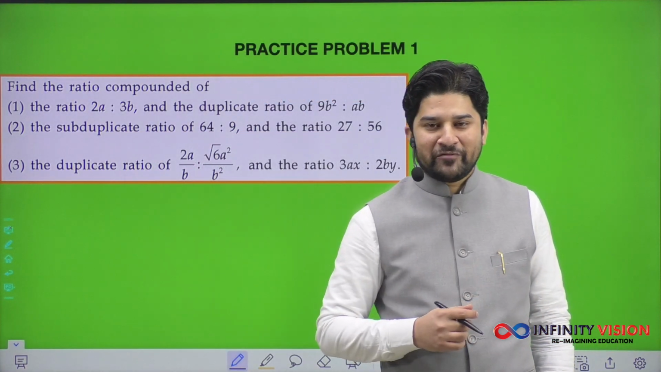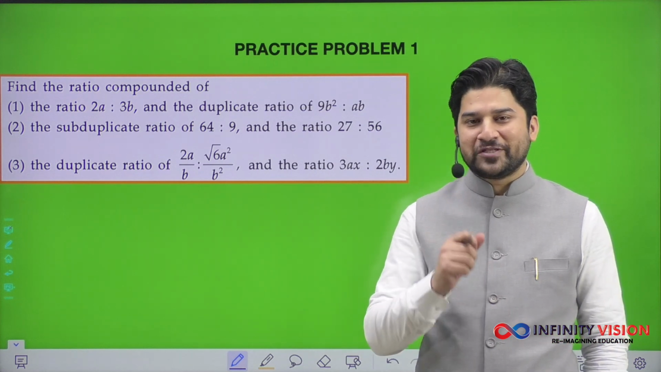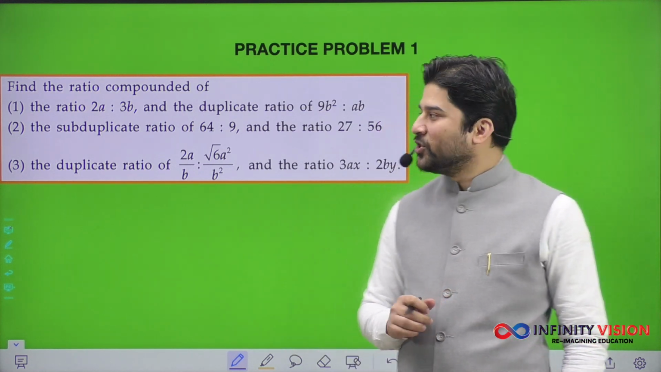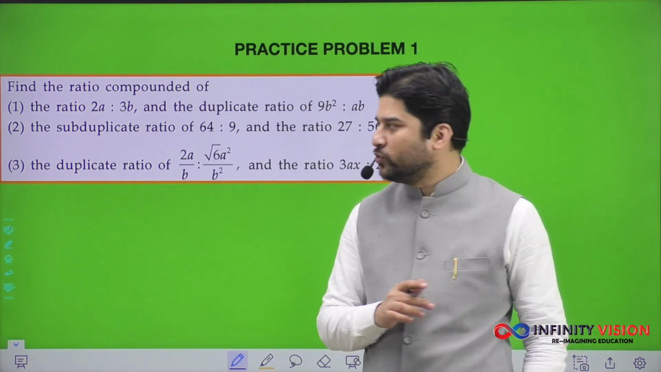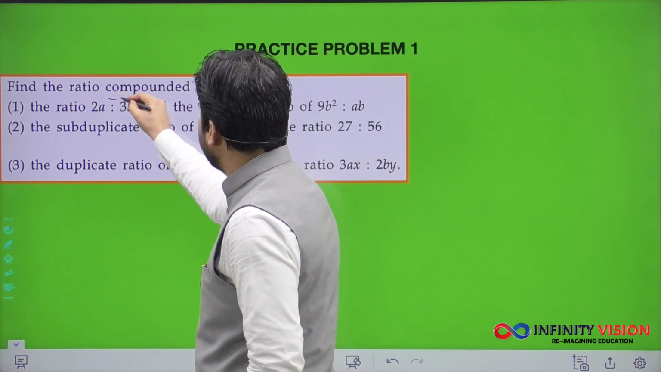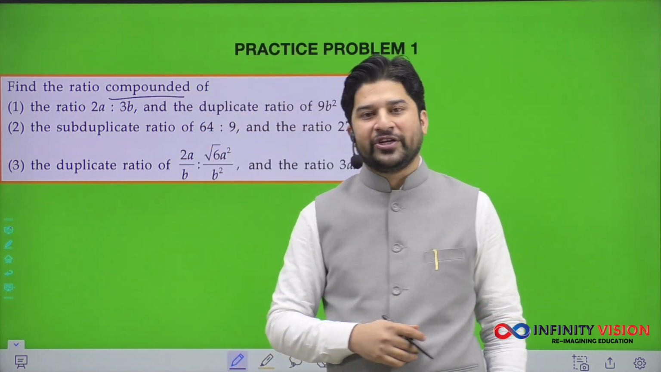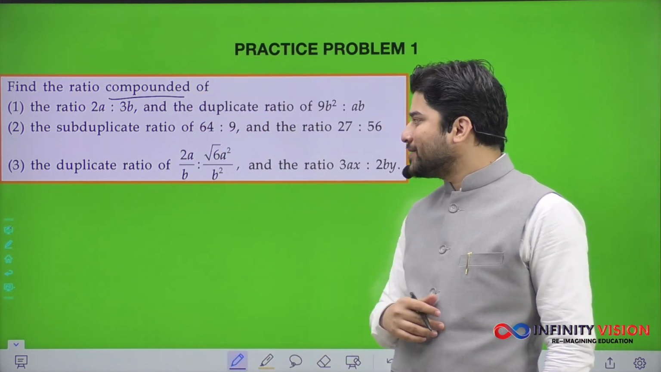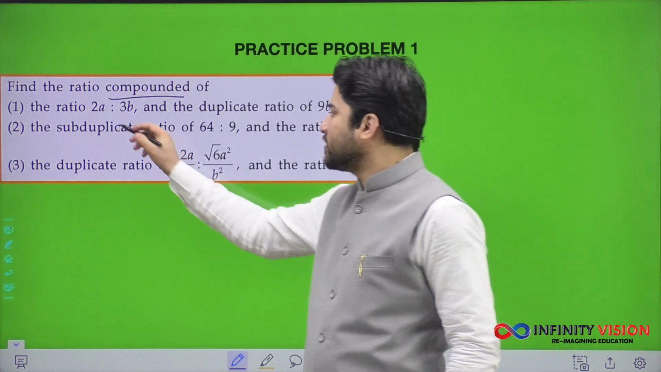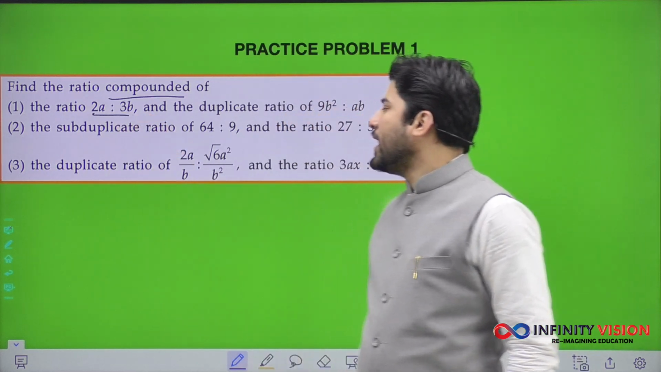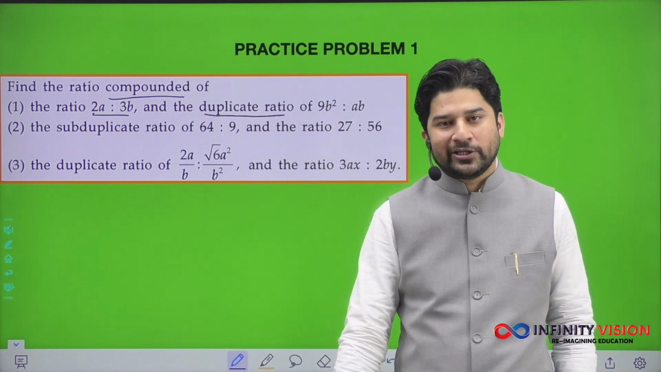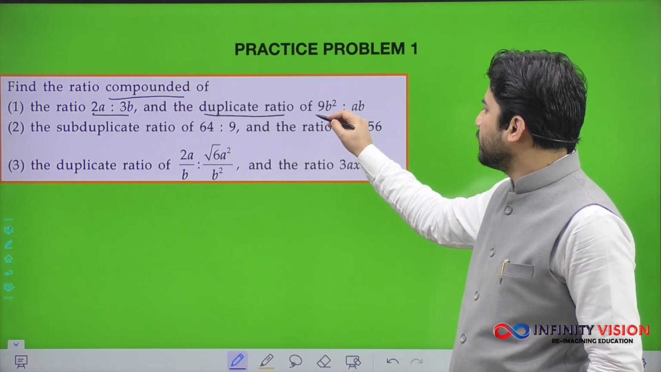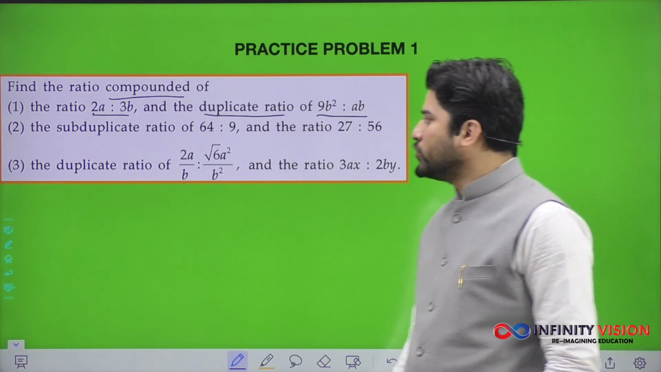So let's begin with our first problem, and we should always begin by reading the problem. So the first problem is find the ratio compounded of. So you need to understand the first keyword here is compounding of ratios. The first part is the ratio 2a is to 3b, which is a simple ratio, and the duplicate. The second thing you should know is what exactly duplicate ratio is, and you have to find the duplicate ratio of this. So this is what you need to do.